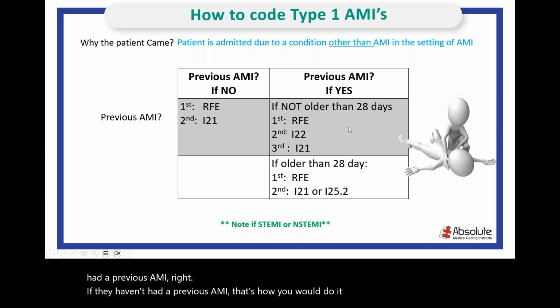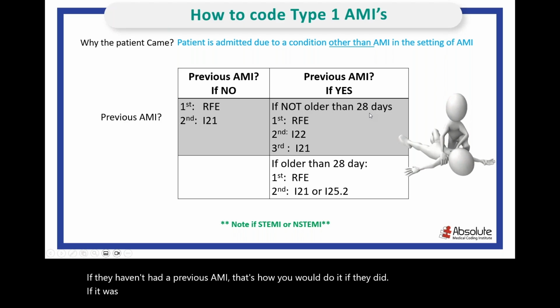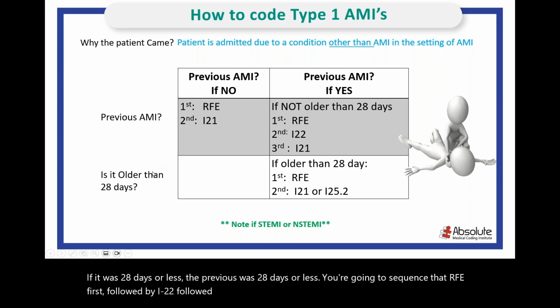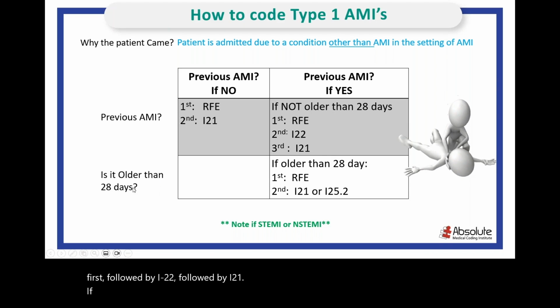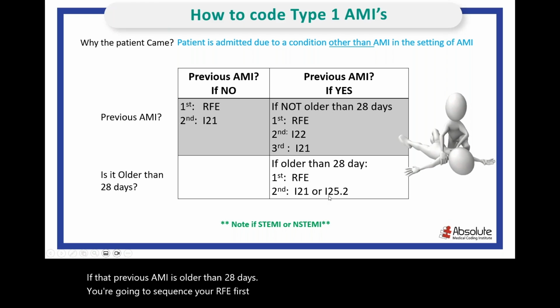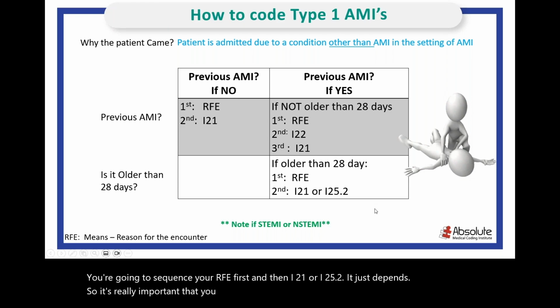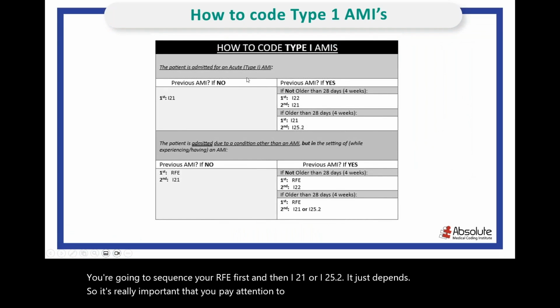If they did, if the previous AMI was 28 days or less, you're going to sequence that RFE first, followed by I22, followed by I21. If that previous AMI is older than 28 days, you're going to sequence your RFE first, and then I21 or I25.2. It just depends. So it's really important that you pay attention to the documentation. And if it applies, then it flies.